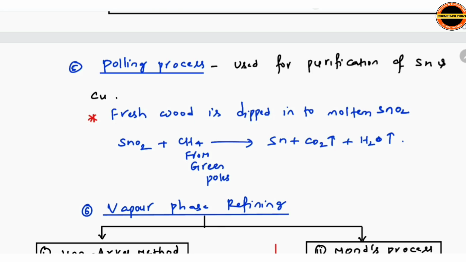It was an old, ancient method, previously used to purify metals. SnO2 we are melting in a particular container. Into this container, we introduce green wooden poles, freshly cut branches of a tree, and stir. Due to high temperature, these green poles release CH4 gas. CH4 gas reduces SnO2 into Sn, CO2 and H2.